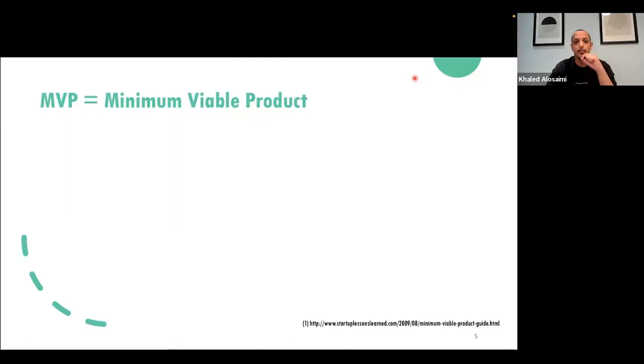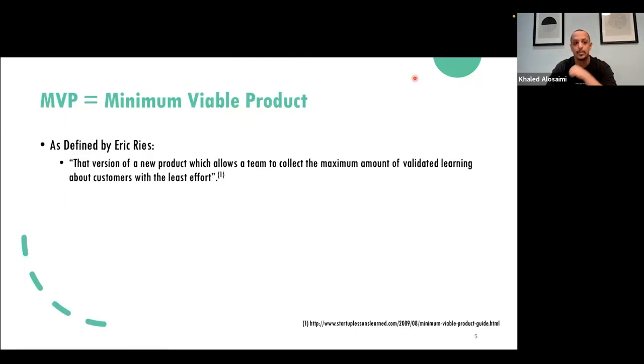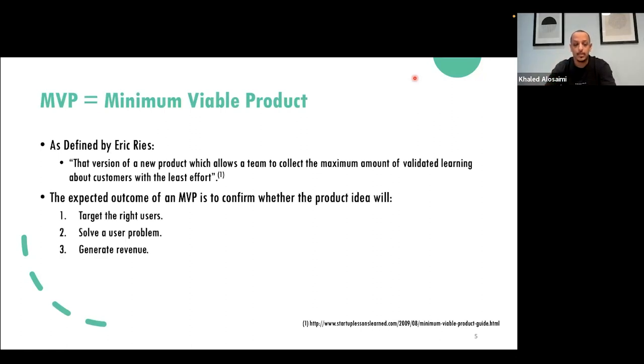What do we actually mean by an MVP, a minimum viable product? As Eric Ries, the author of the Lean Startup book, defined it, it's that version of a new product which allows a team to collect the maximum amount of validated learning about customers with the least effort. So we can translate from that that the expected outcome of an MVP is to confirm whether the product idea will target the right user, solve a user problem, and generate revenue.